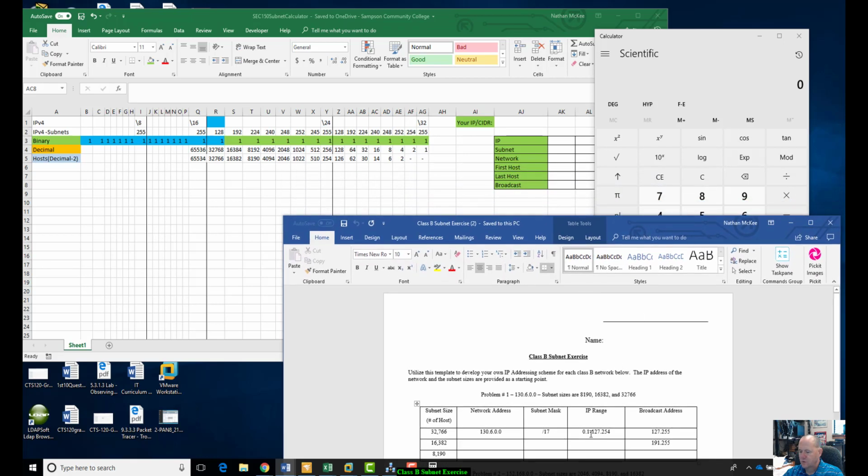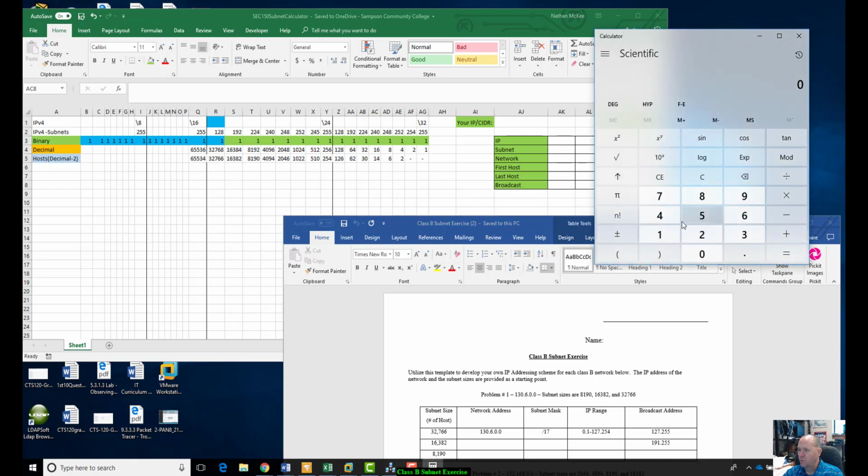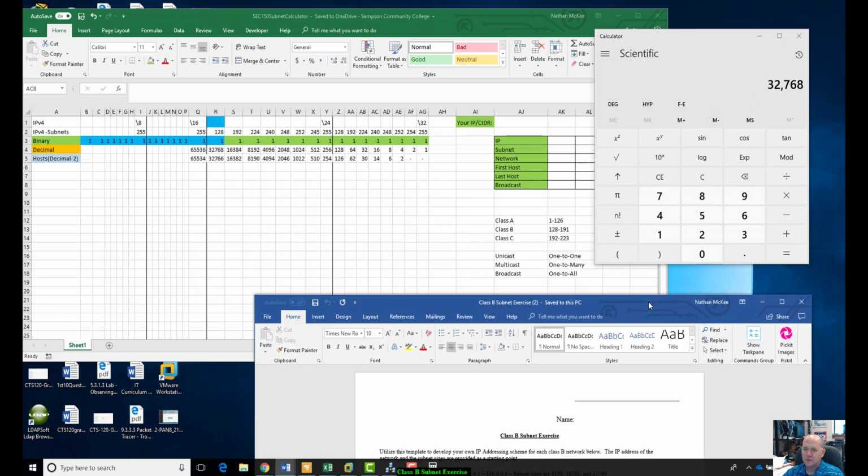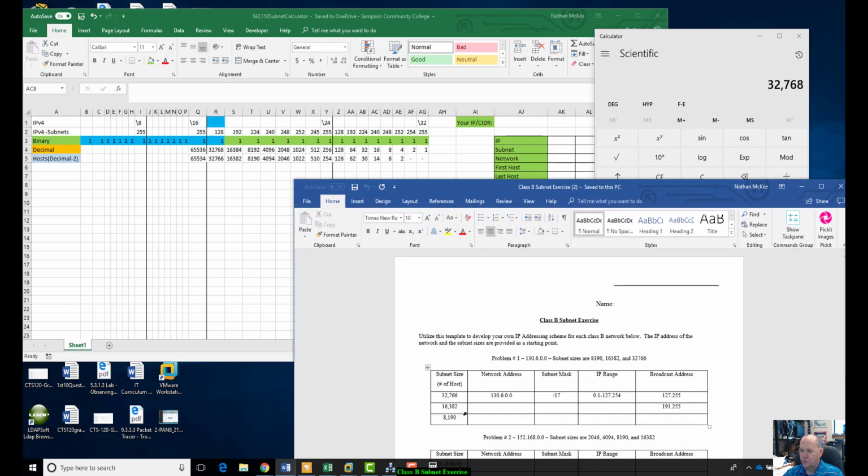So if I do 128, because 127.255 and 127.0 are all in there, 128 times 256 is 32,768. I can just look at that, of course, because I've been doing it a while. But if I add up those 0 to 127, that'd be 128 times 256 per octet. That gives me my maximum number of usable addresses. That just takes doing it over and over again.